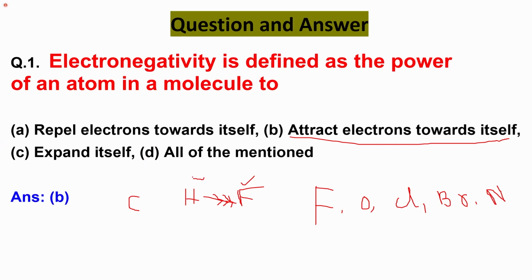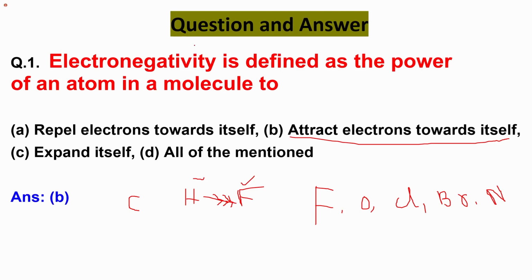Electron affinity and electronegativity are different, opposite phenomena. We will not discuss here what electron affinity is, or the difference between electron affinity and electronegativity, but we'll discuss some of the things.